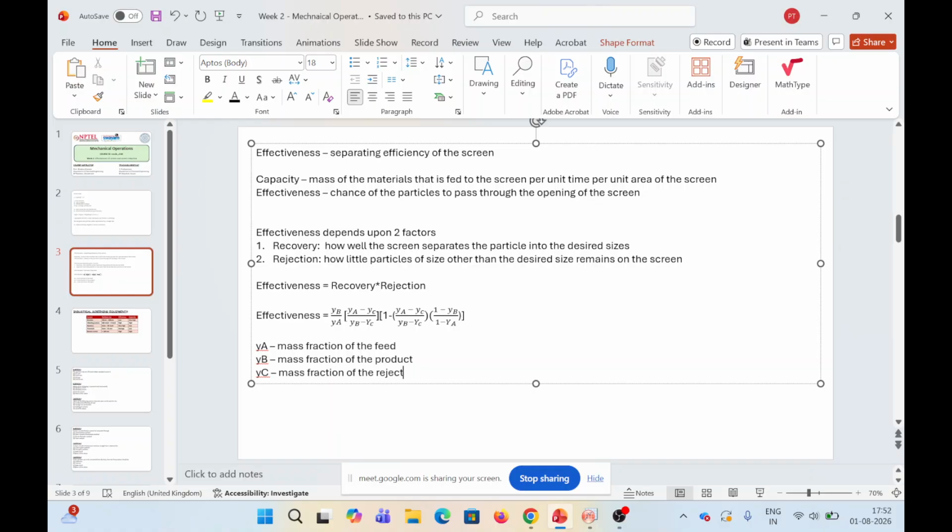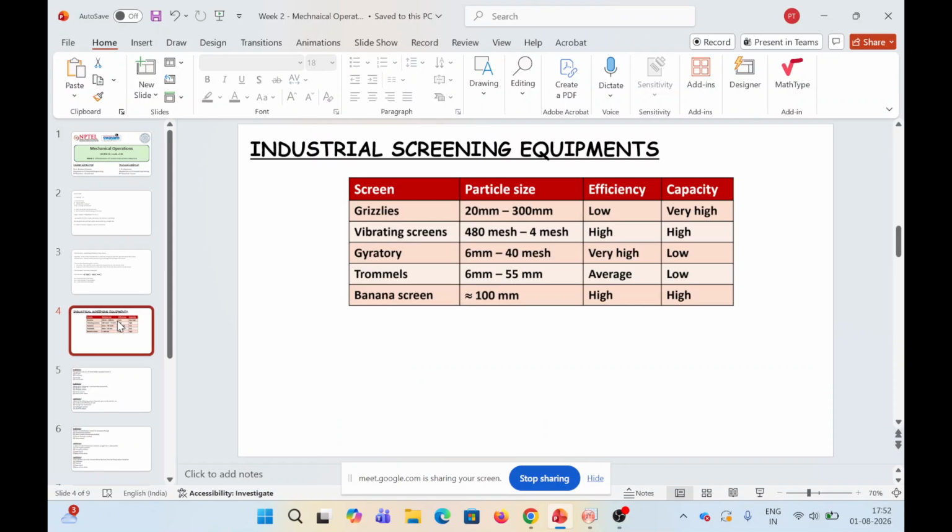And based on the screens, there are different types of industrial screening equipment. So that list is mentioned here. When I say screening, there are different types of screens available. From the industrial perspective, the industrial screening equipment are as follows: grizzlies, vibrating screens, gyratory screens, trommel screens, and banana screens.